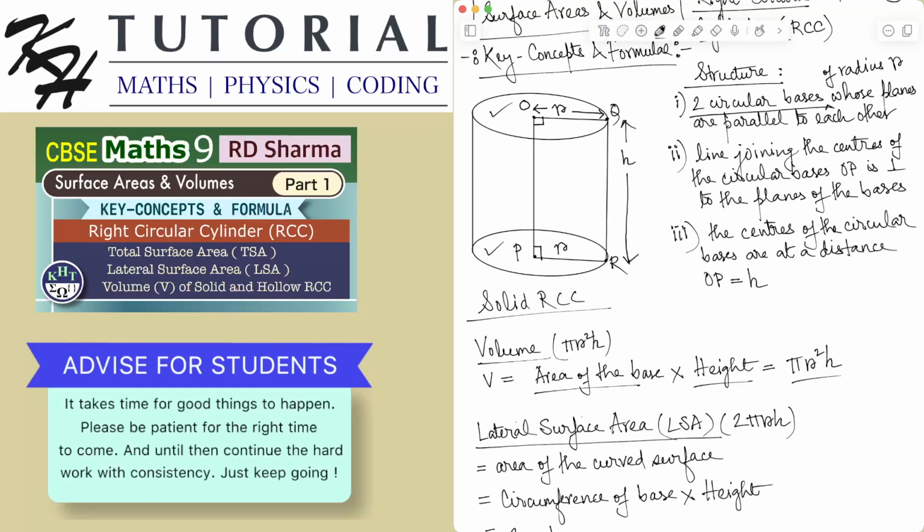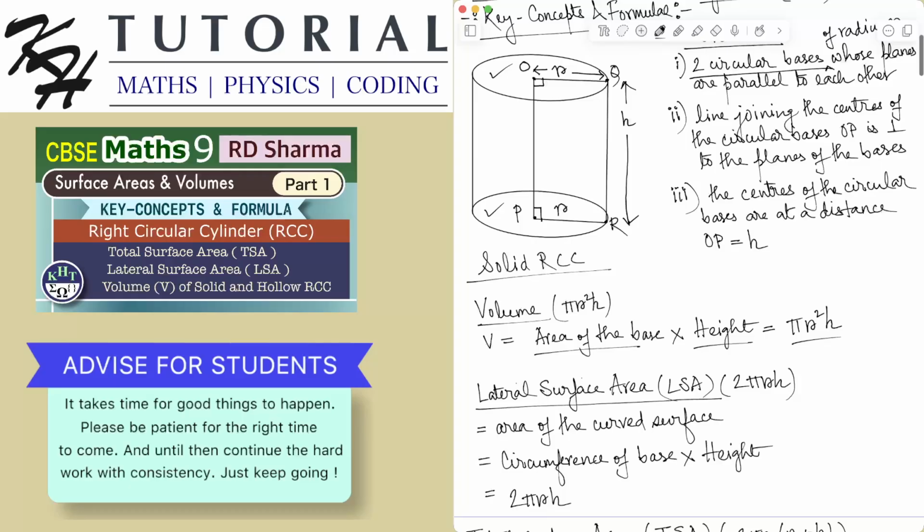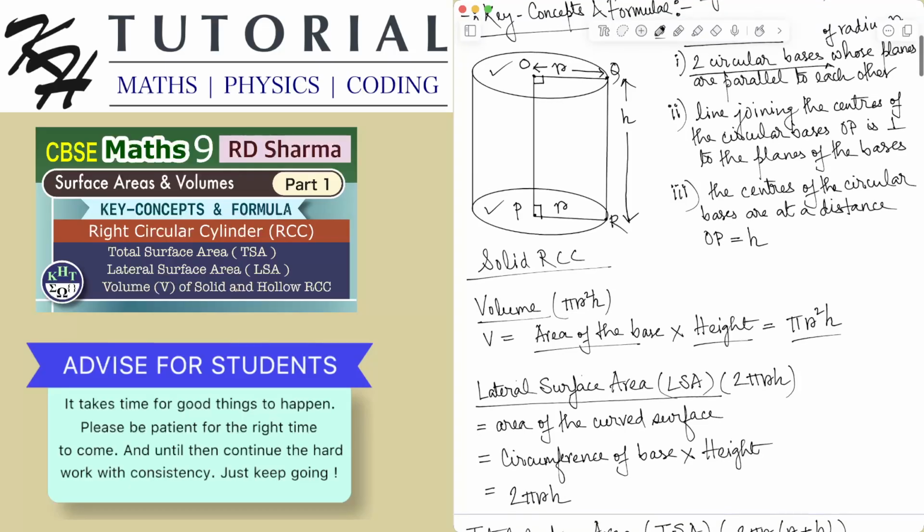Now what is the lateral surface area? The lateral surface area is the curved surface, and you can see the edges of the curved surface are along the circumference of the two circles, the two bases. So the area of the lateral surface, that is the area of the curved surface, is known as the lateral surface area, LSA. Its area is 2 pi r h. Now why 2 pi r h?